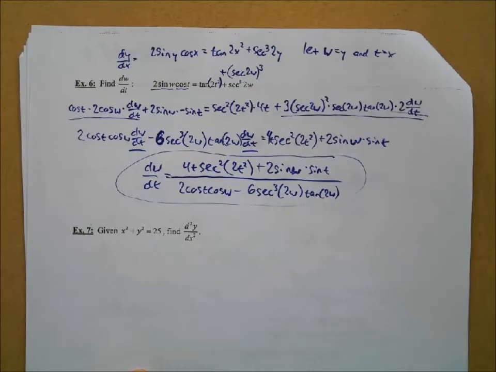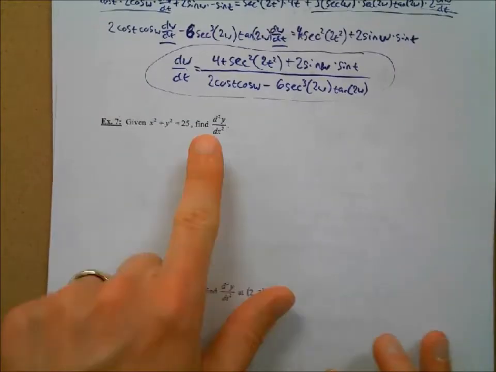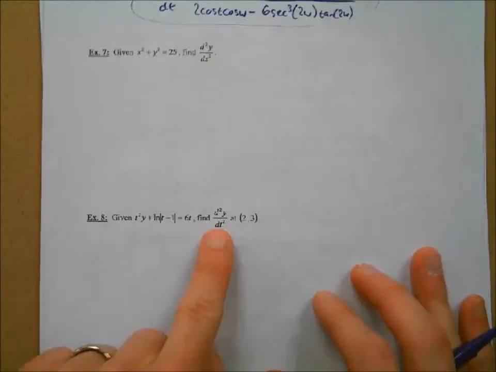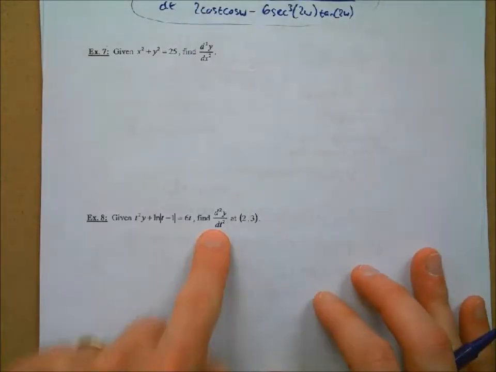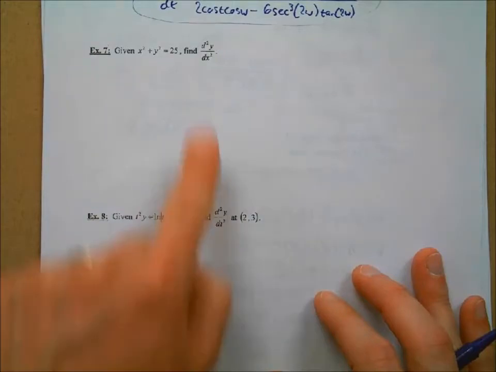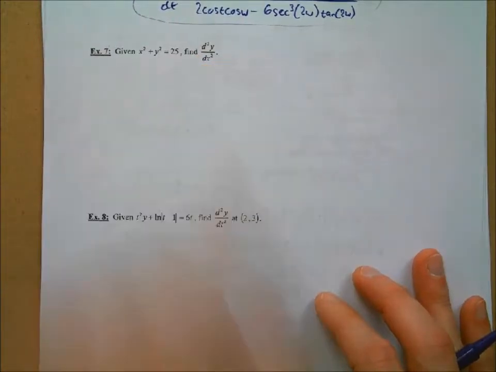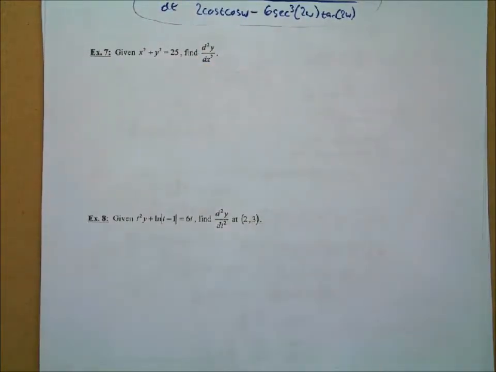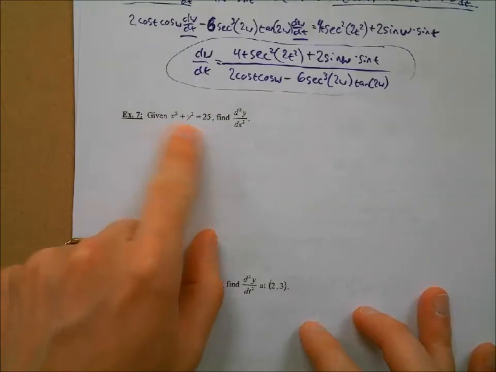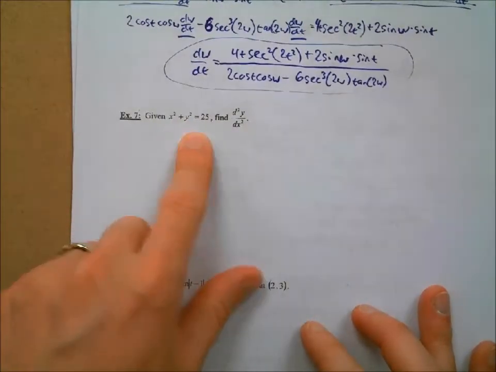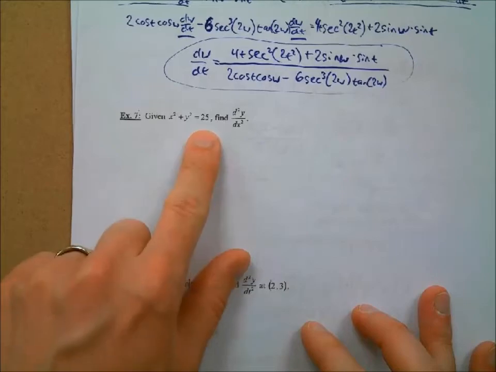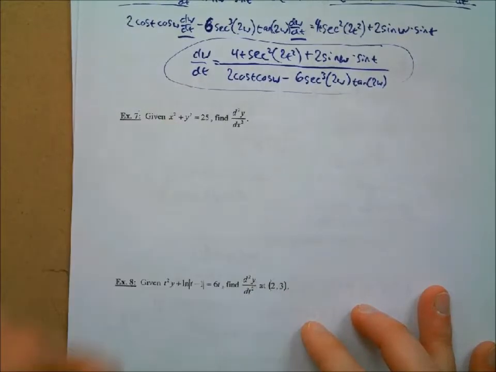Moving on. Okay, 7 and 8, we're going to be looking at similar situations here. What does this mean? When you see d squared y over dx squared, that is the second derivative. And so we'll take our function right here, which hopefully you recognize as the circle with radius of 5, and we'll take the derivative of this twice to get the second derivative.